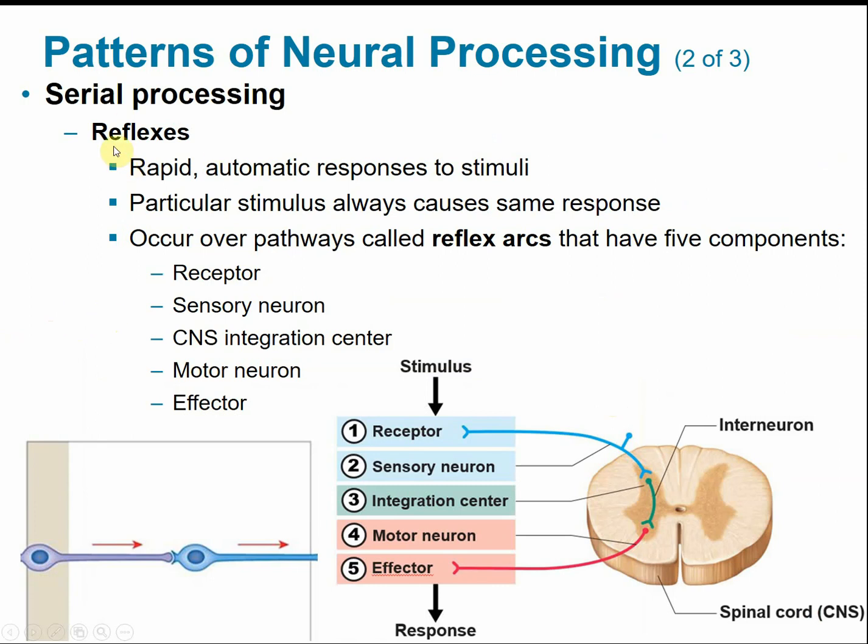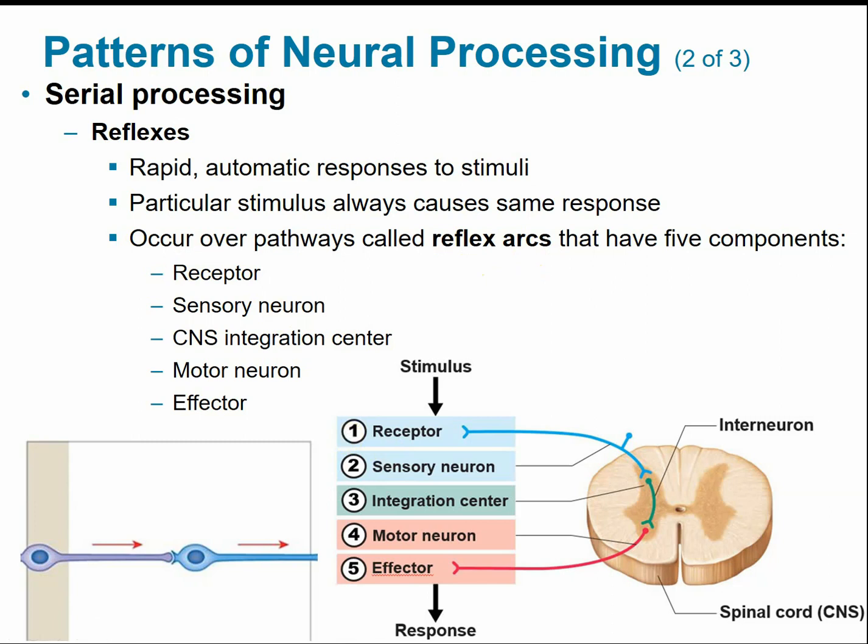So that shows reflexes with serial processing. Again, these are rapid, automatic responses to stimuli. A particular stimulus will always cause the same response or reaction. These are called reflex arcs. There are 5 basic components to a reflex arc. You have to have a receptor, some type of sensory receptor.